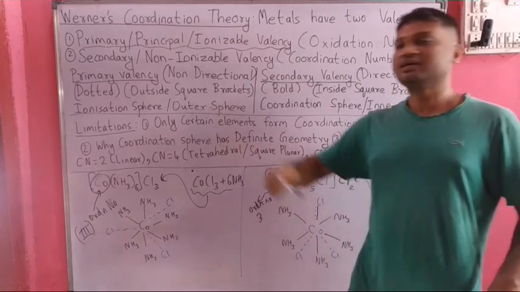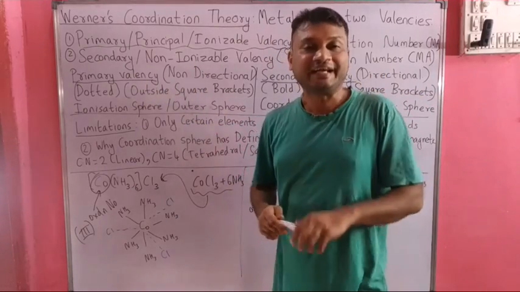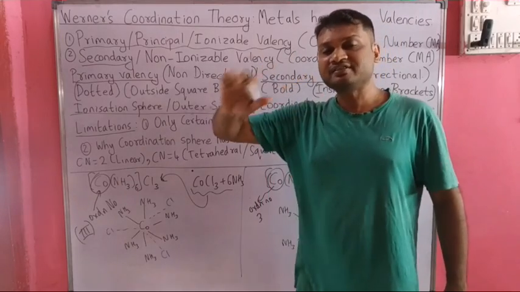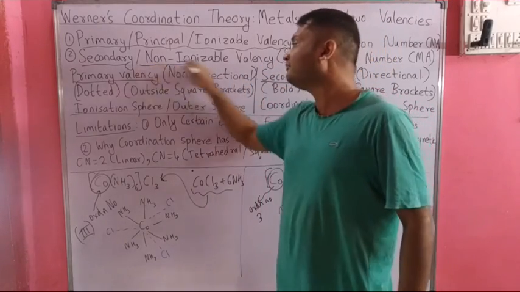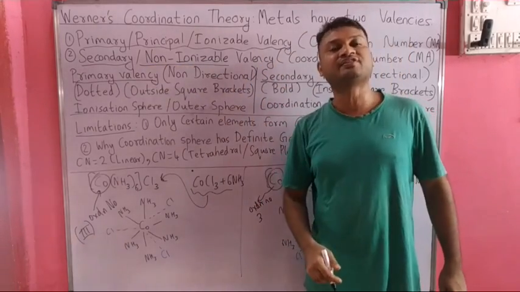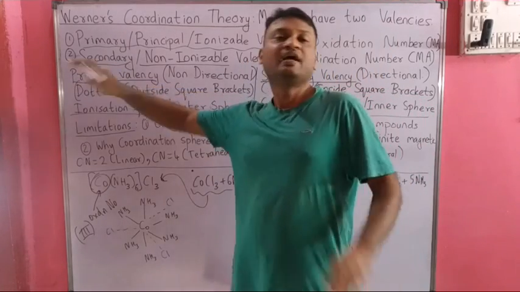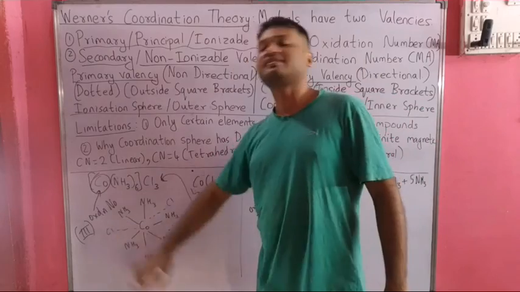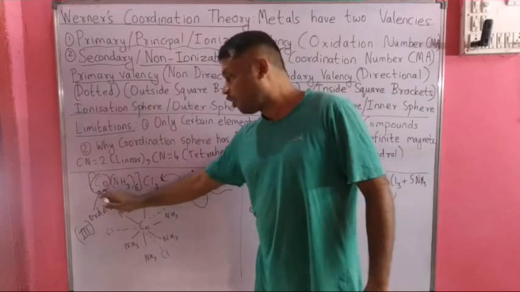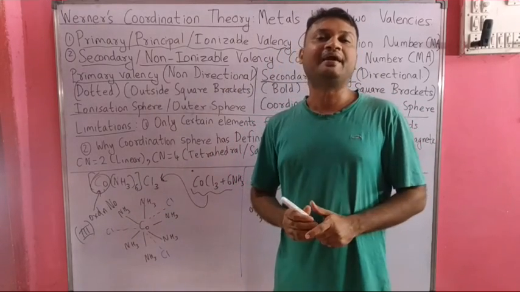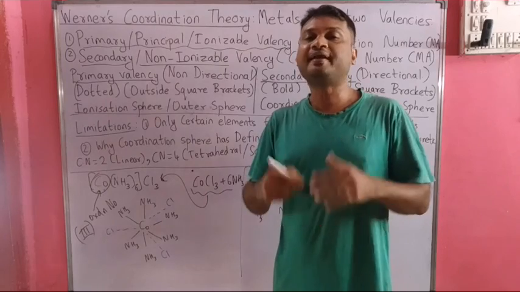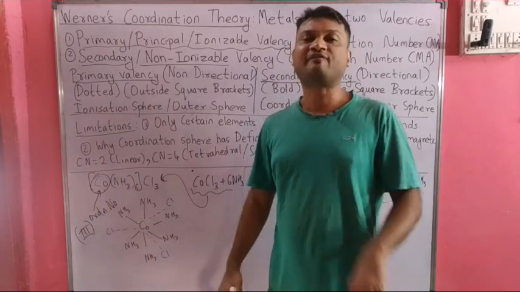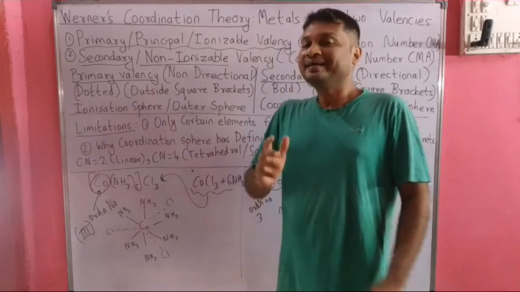Then let us discuss the next valency, which we have already studied, which is secondary valency. So what does secondary valency refer to? Secondary valency is also called by another name, non-ionizable valency, because secondary valency refers to coordination number. So in this case, let us consider the central metal atom. The coordination number of the central metal atom is the number of coordinate bonds formed with the ligands. So how many coordinate bonds are formed by the central metal atom?